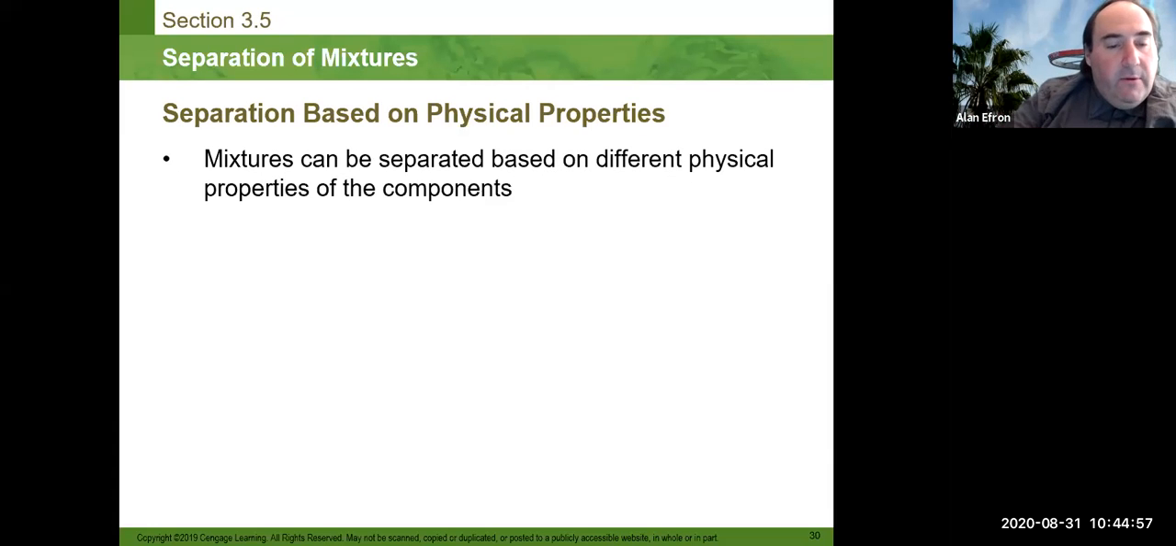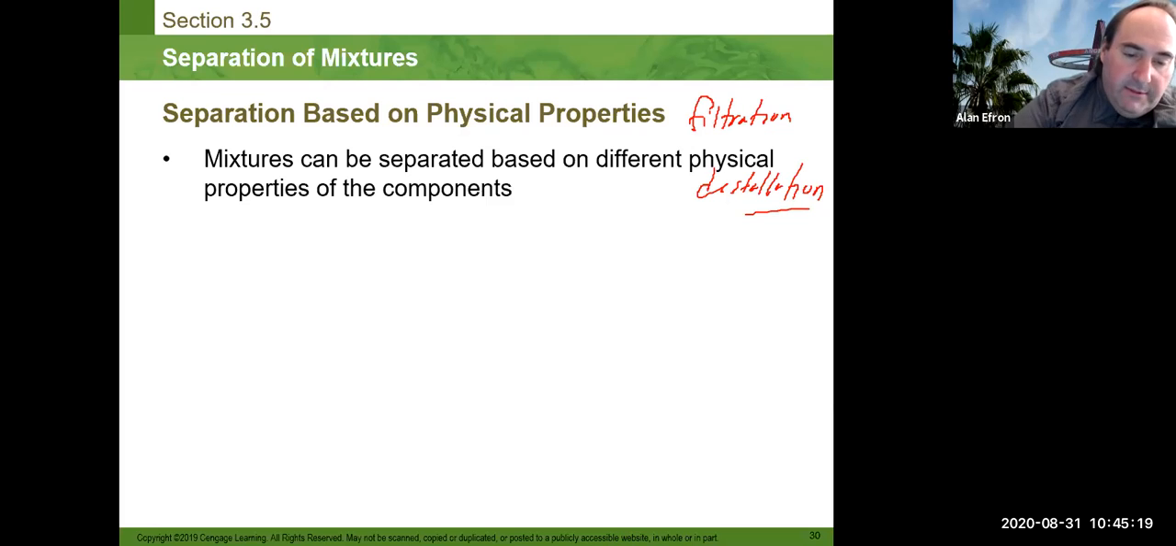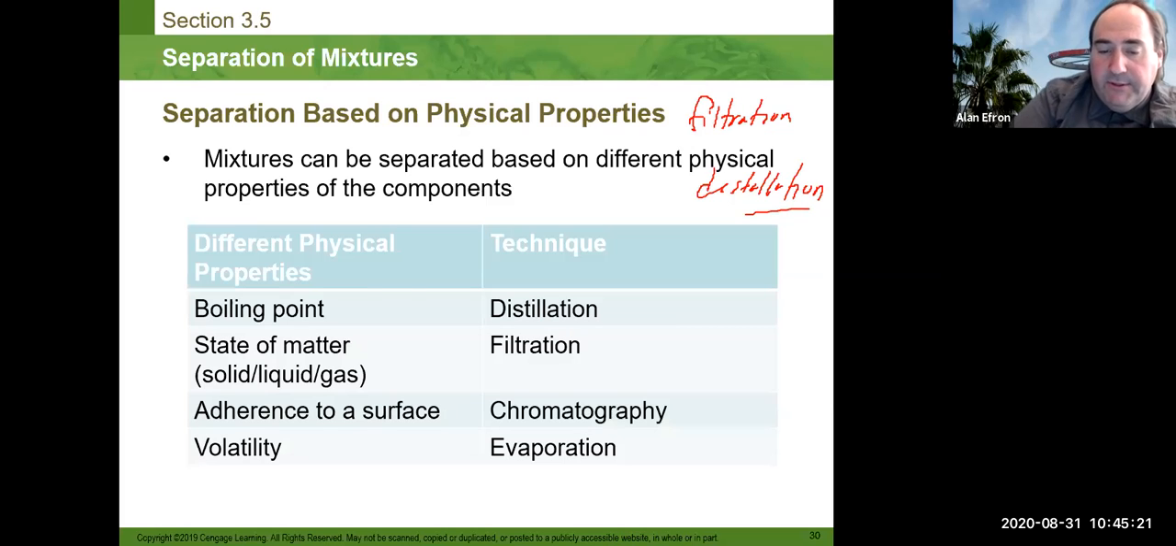Now, as I was talking about, regardless of the type of mixture, whether it's homogeneous or heterogeneous, you definitely can separate out any mixture through physical means. Two common ways that we're going to talk about here are filtration and distillation. Basically, we take advantage of the physical properties of matter to help us separate them out.